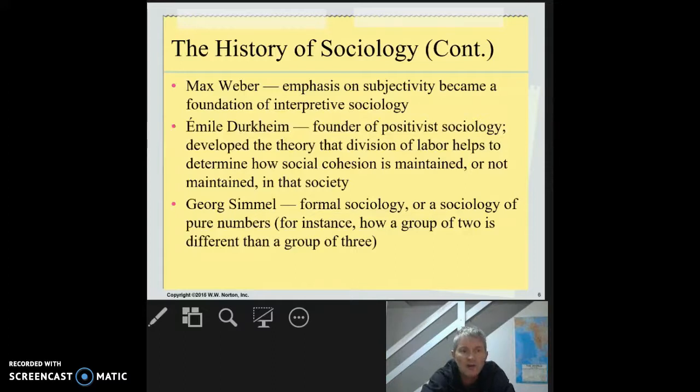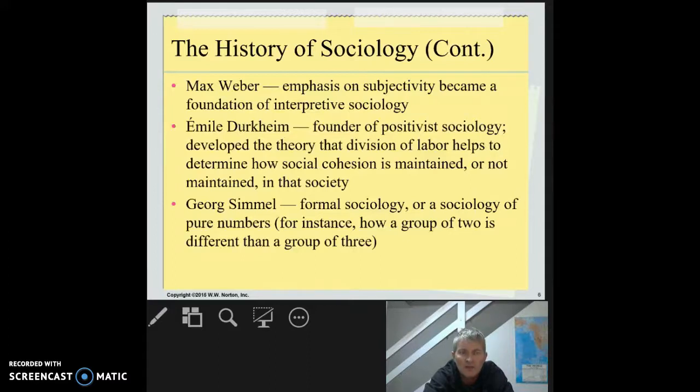Emile Durkheim, on the other hand, is also seen as another of the founders of positive sociology. He developed the theory of the division of labor, and of course the division of labor helps to determine how social cohesion is maintained. Durkheim is known as one of the first functionalists and is trying to understand how society continues to reify itself over time.